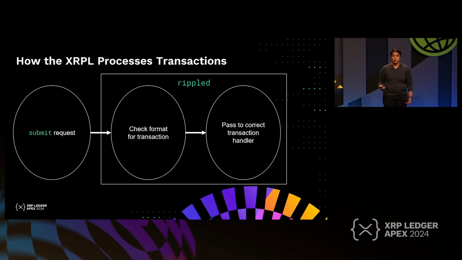Now, how does the XRPL process transactions? When you submit a transaction to the XRPL, what that is under the hood is a submit request. And then that's sent to RippleD, the code that runs the XRP Ledger. What it does is it first checks the format of your transaction, make sure that you have all the required fields, and you don't have any fields that it doesn't know anything about. And then it passes it to the correct transaction handler. This is often called a transactor in RippleD.